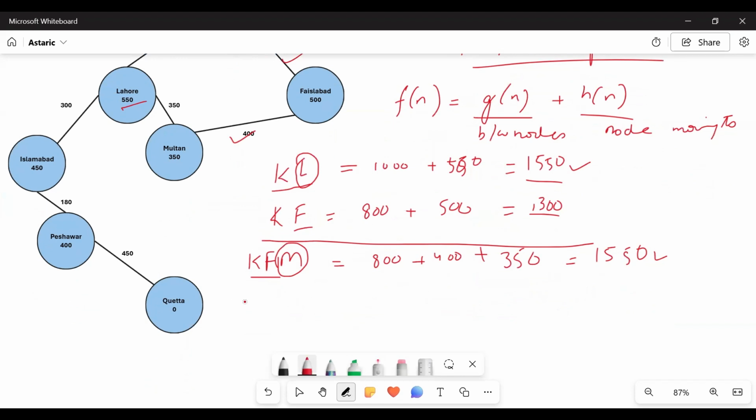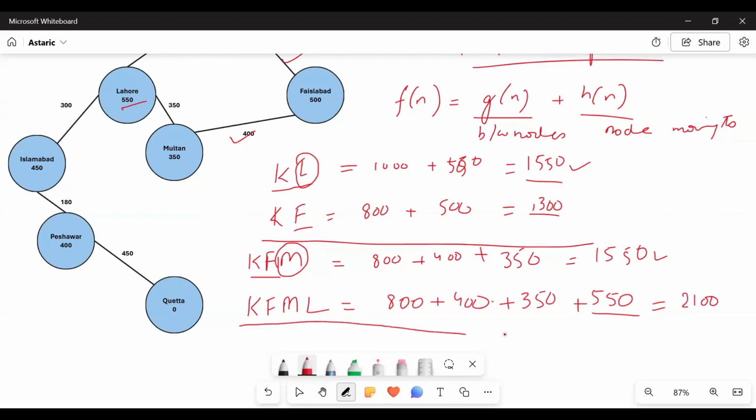These two are equivalent. So if I expand it further from Karachi, Faisalabad, Multan, and Multan is connected to Lahore, if I add the values here, 400 plus 350 plus now the heuristic cost of Lahore, that is 550, it gives a total of 2100. So 2100 is greater as compared to this distance, that is Karachi till Lahore. So this basically wins and this basically loses.